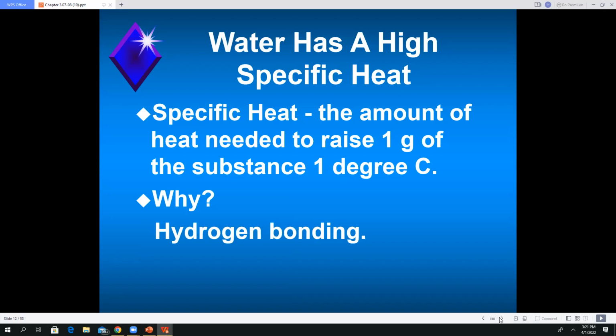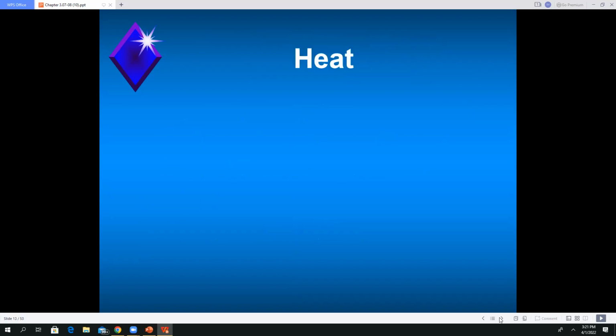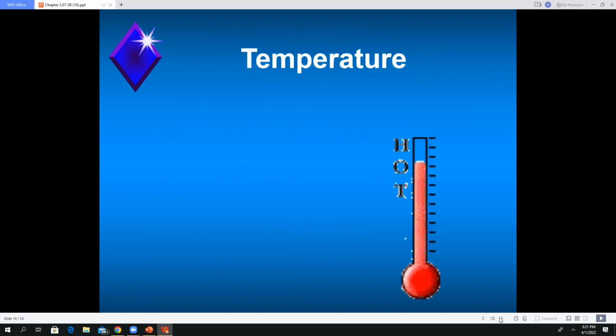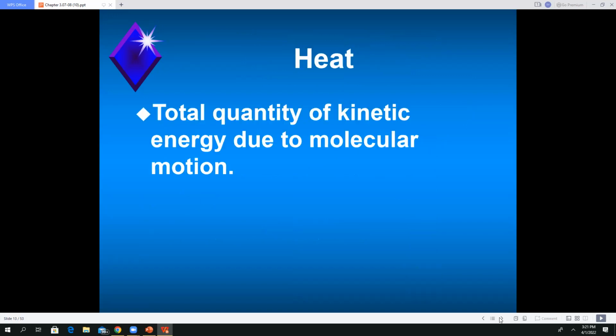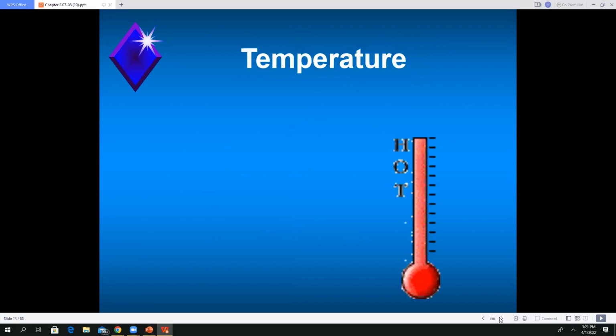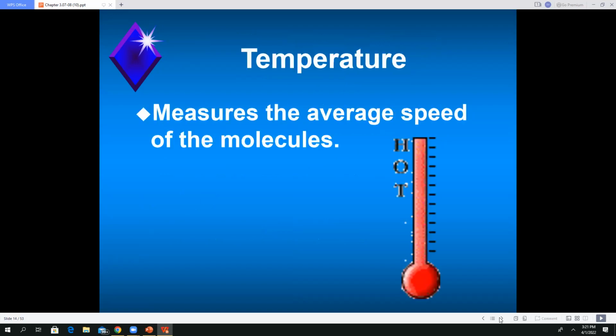Due to the hydrogen bonding, water acts as a larger molecule. Usually larger molecules have higher specific heat, but water is a tiny molecule, yet it acts like a large molecule due to that. What is heat? Well, we know heat and temperature already, so let's just remember it is a quantity of kinetic energy due to molecular motion. Temperature is a measure of that average speed.